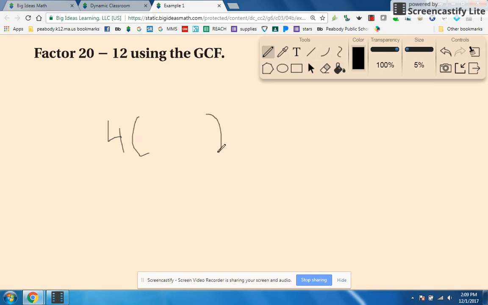Put it on the outside of a pair of parentheses. Figure out what times 4 is 20. That would be 5. This time there's a minus, so put a minus. 4 times 3 is 12, so we'll put a 3.